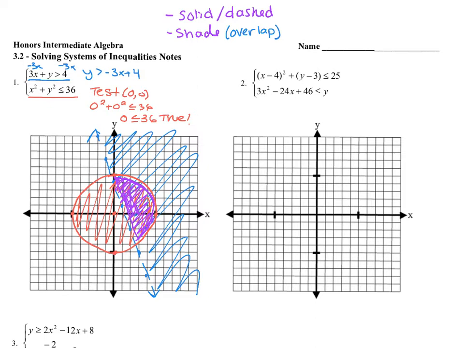Okay, so now let's look at number 2. In number 2, if I look at my two equations, the first one's going to be a circle with the center 4, 3, and a radius of 5. So I'm going to go to 4, 3, put my center, and then I'm going to make a radius of 5. So 1, 2, 3. And this circle will again have a solid line.